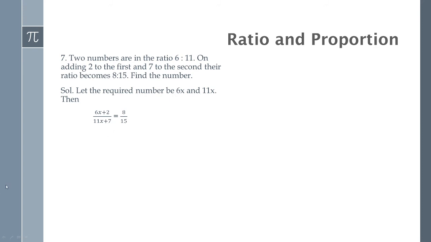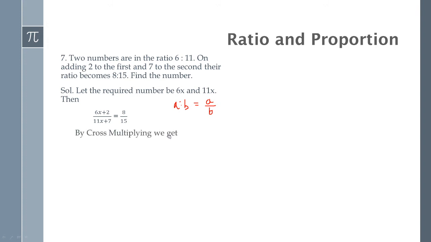So generally we know that a is to b can be written as a by b, according to our definition. In the same way here, 6:11 can be written as 6 by 11. In the same way, 8:15 can be written as 8 by 15. In the same way we have done here.